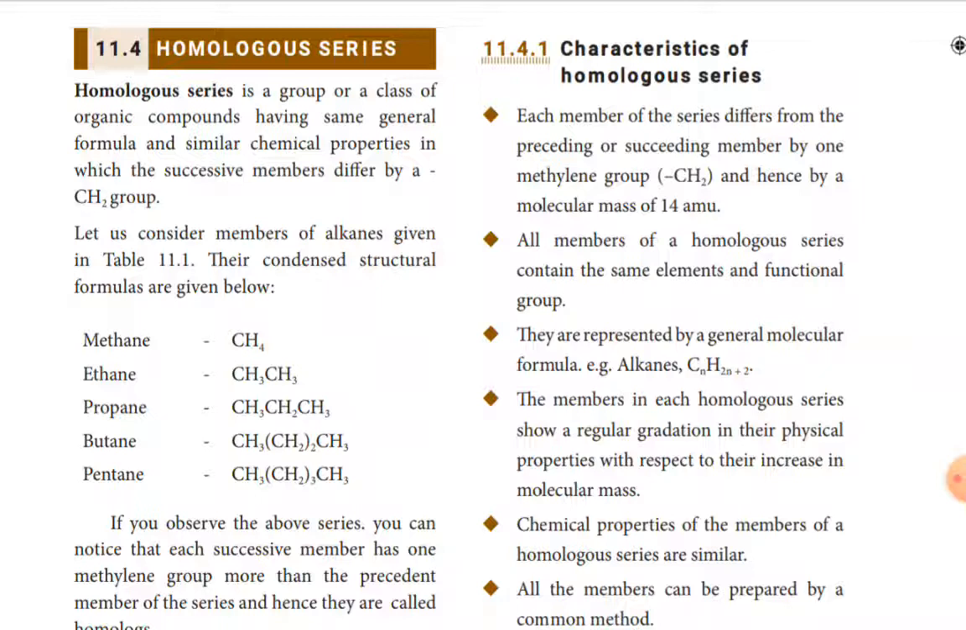You can take methane and ethane. What is the difference between methane and ethane? CH4 for methane, ethane C2H6, that means 2 carbons and 6 hydrogens. The difference is one CH2 group. If we take the difference between ethane and propane, similarly you will have one CH2. Then propane, butane, one CH2 will be the difference. Butane, pentane, one CH2.